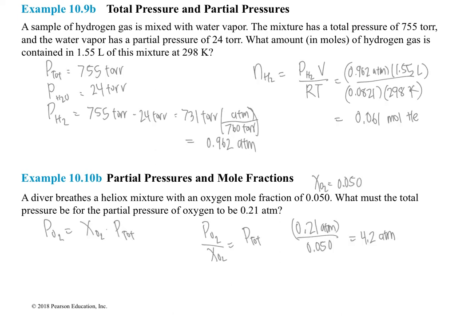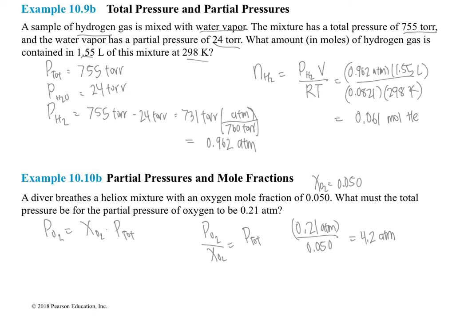Okay, so let's break down this first problem. I have hydrogen gas mixed with water vapor. This happens a lot when we do experiments where we're collecting gas over water. Some of the water vapor gets put into the total sample. So the mixture has a total pressure of 755 torr, and water vapor has a partial pressure of 25. What amount of hydrogen gas is contained in this volume at this temperature?